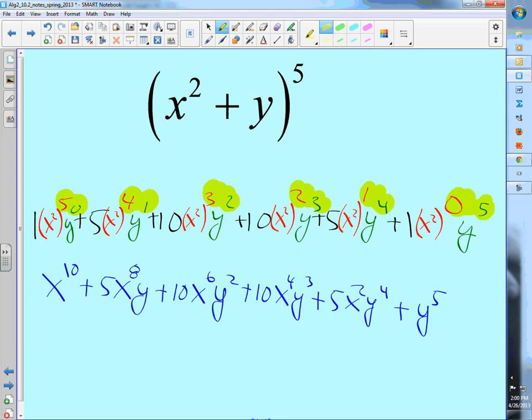So the first one was easiest because it was just an x and a y, and you're raising to a power, and it was positive. This one's a little bit more complicated because you have to simplify the powers. The next one's going to be one step more complicated.